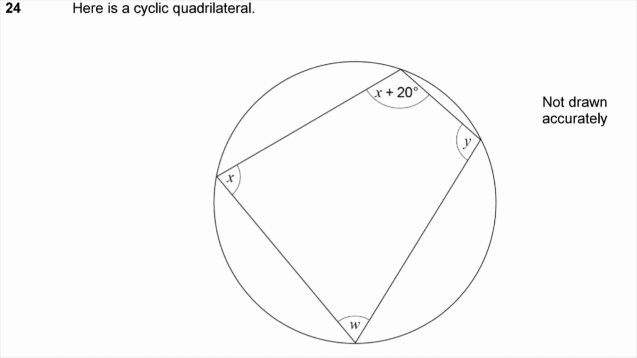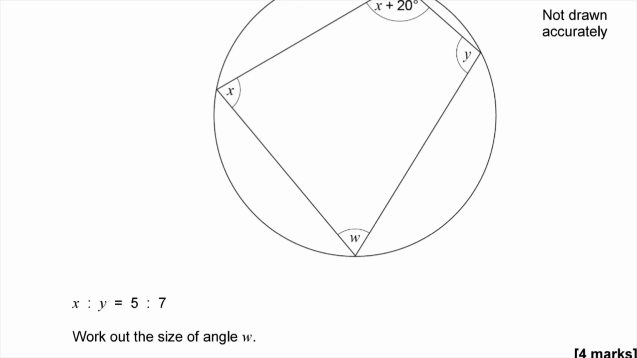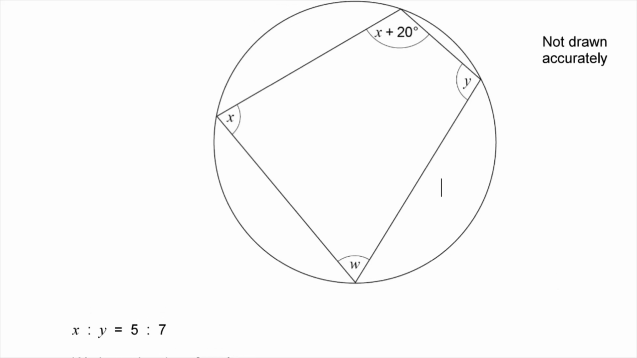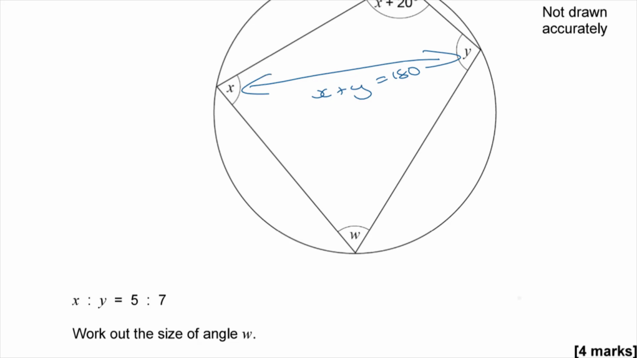Here is a cyclic quadrilateral, and we're told, oh, they're loving these ratios today, x to y is 5 to 7, so work out the angle W. Right, so what have I got here? I've got two opposite angles in a cyclic quadrilateral that add up to 180, so x plus y is equal to 180. So that can give me an equation in x and y.